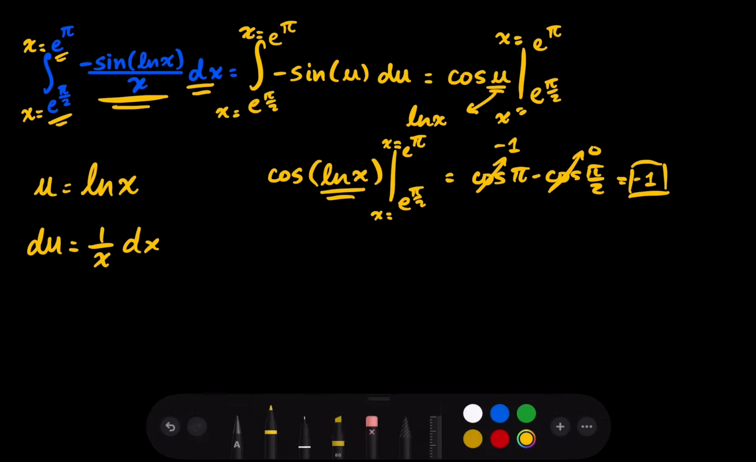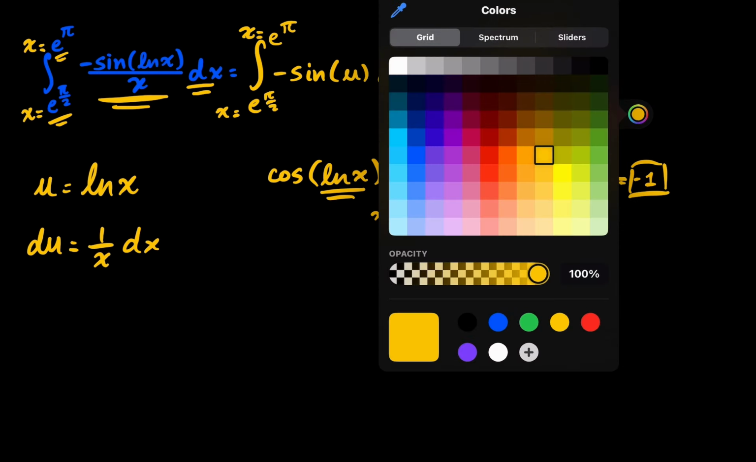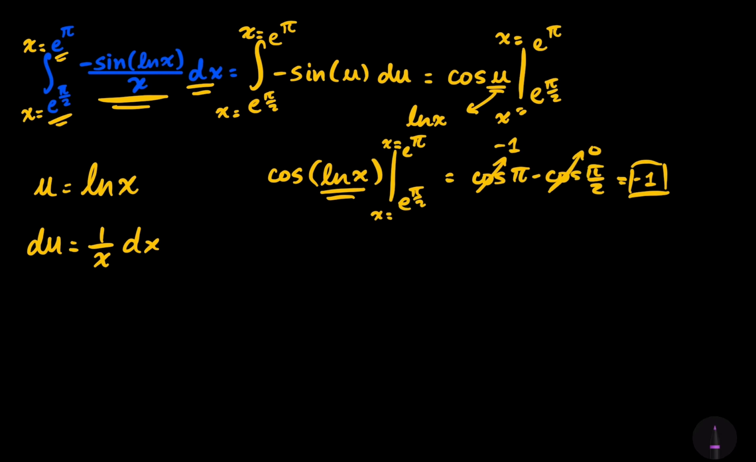And let me actually switch colors now for the second way. So let's take this purple color. Okay, so this is the first way we could do it, is we can kind of back substitute, redescribe it in terms of x. The second way is we can change the bounds of integration and describe them in terms of u. So here we're saying that x is equal to e to the pi over 2, x is equal to e to the pi.